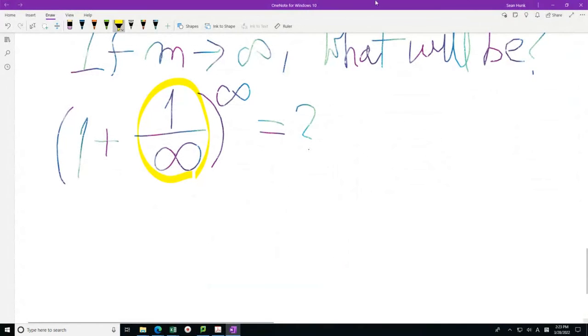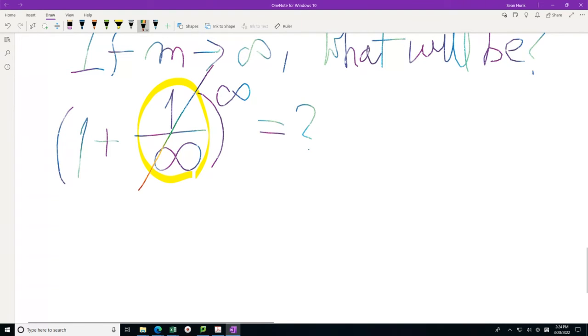Now think about it. What's this number going to be when 1 over n goes to infinity? Someone said 0, right? Who said 0? Mukhtar, you're close, but it's not 0. It's not going to be 0.